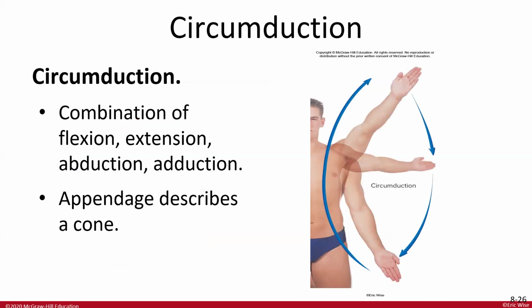Circumduction is making a circle. This is really a combination of flexion, extension, abduction, and adduction, depending where you are in that circle. We think about that as your arm circles, but our hips can do it, our thumbs can do it. So, making a circle.